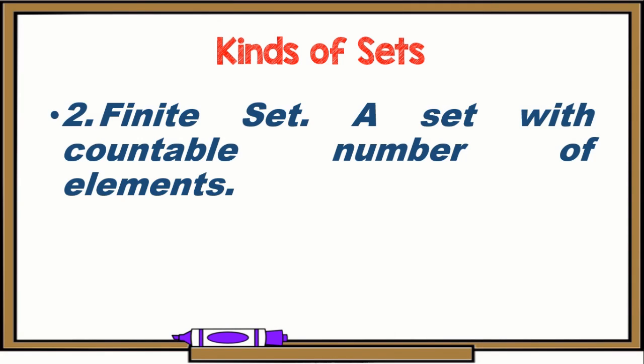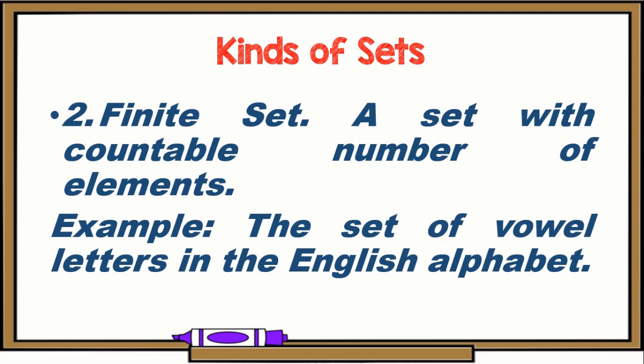Next. Number 2, we have the finite set. This is a set with countable number of elements. As long as you can count the elements inside the set, it will qualify as a finite set. For example, the set of vowels in the English alphabet. How many vowel letters do we have in the English alphabet?